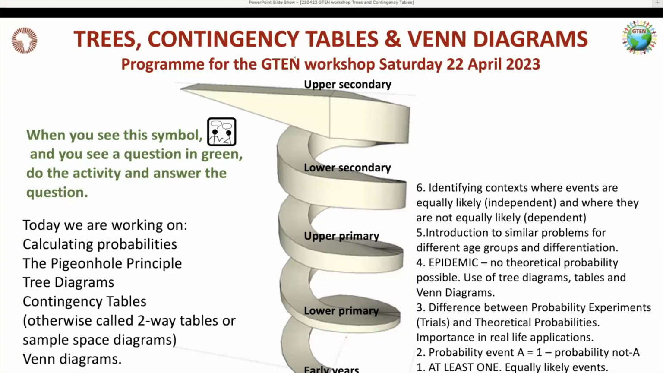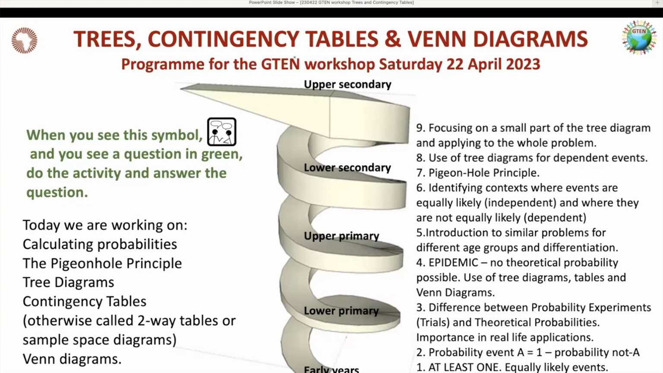And that's not true with tossing a coin. If we toss a coin once, and then we toss it again, it doesn't matter whether we got a head or tail the first time, we're equally likely to get a head or tail the second time. So they are independent events, but other events we'll see are dependent, and we have to take that into account. Pigeonhole problem, yes, we'll come back to that.